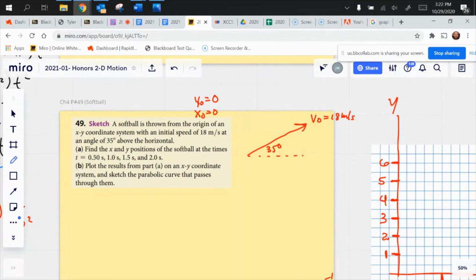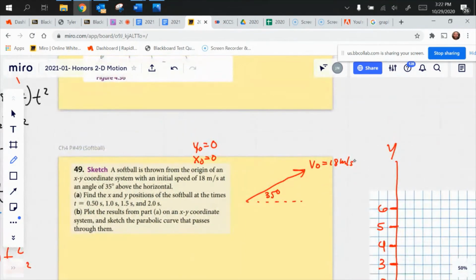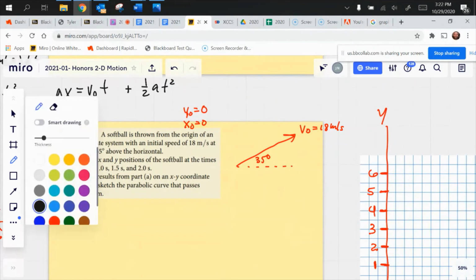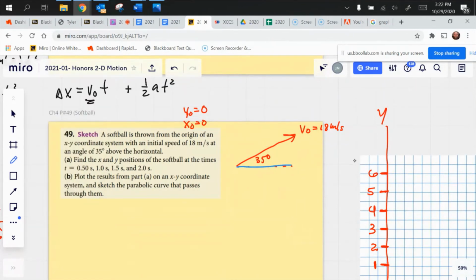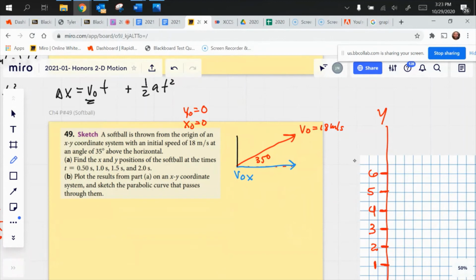Now, you see later, they want you to figure out the x and y positions of the softball. And so I will be using the equation, we put it up here, delta x, or displacement, will be equal to initial velocity times time plus a half of the acceleration times time squared. So I like to say I'm going to need the initial velocity for each direction when I do the x and y. So the initial velocity in the x direction looks something like that, V0X, and the initial velocity in the y direction looks something like this, V0Y.